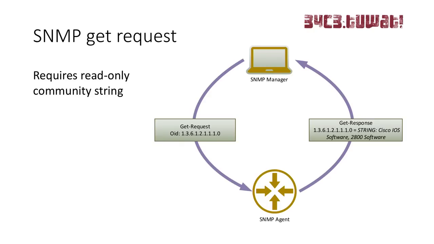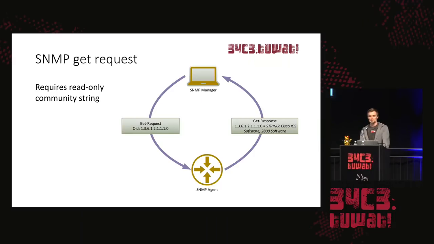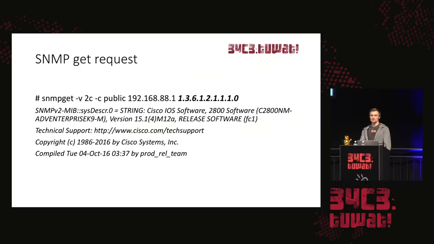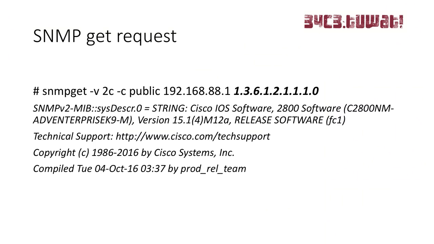We're going to be looking at the GET request, and that is why the advisory states that for the vulnerability to be triggered, you only have to know the read-only community string. It's a relatively simple protocol. You just supply the object identifier you're querying, and you'll get back the result. Here, for example, we get the router version, the description field. You can also do this with readily available Linux tools like snmpget.